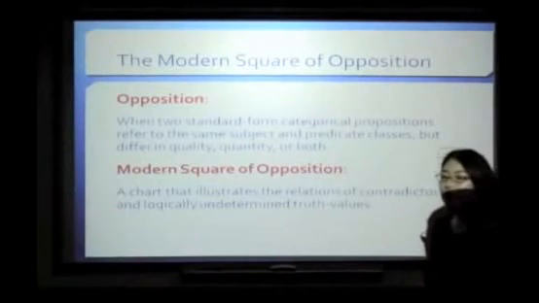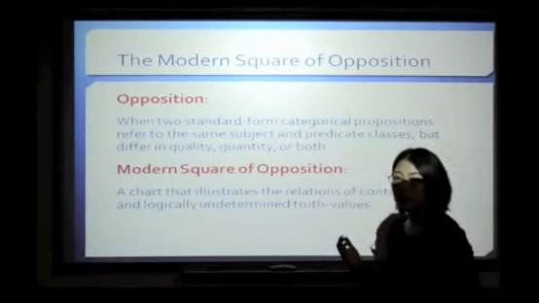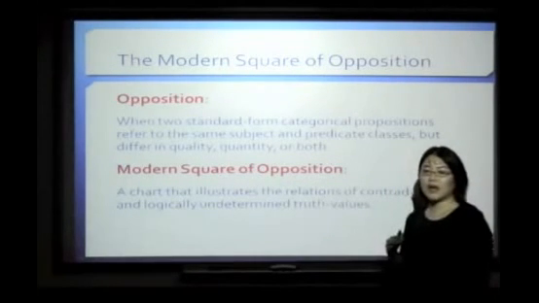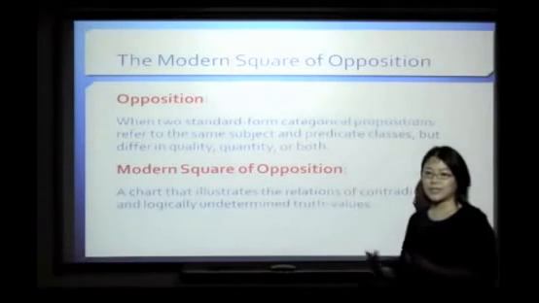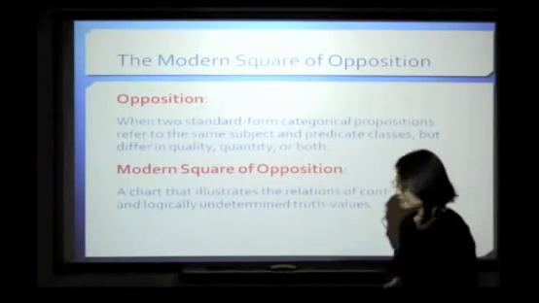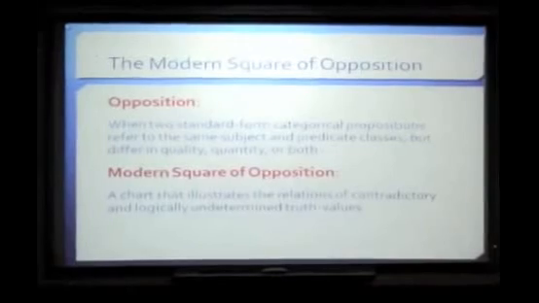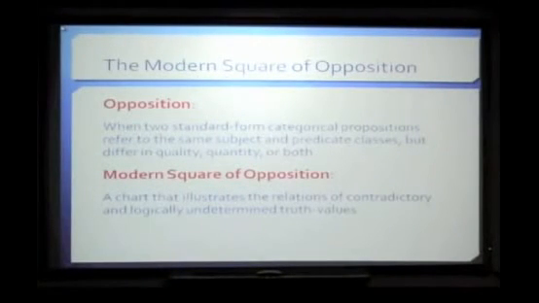Now, other than understanding distribution of terms and what these categorical statements assert, what you want to know is something about how the statements have contradictory claims that they make depending on what type of statement it is. So, what we're talking about here is the modern square of opposition. Opposition refers to when two standard form categorical propositions refer to the same subject and predicate classes but differ in quality, quantity, or both. And the modern square of opposition is a chart that illustrates the relations of contradictory and logically undetermined truth values between these statements.